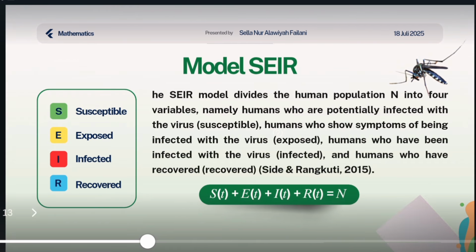The SEIR model divides the human population into four variables, namely, humans who are potentially infected with the virus is susceptible, humans who show symptoms of being infected with the virus is exposed, humans who have been infected with the virus is infected, and humans who have recovered is recovered. Here is the equation.